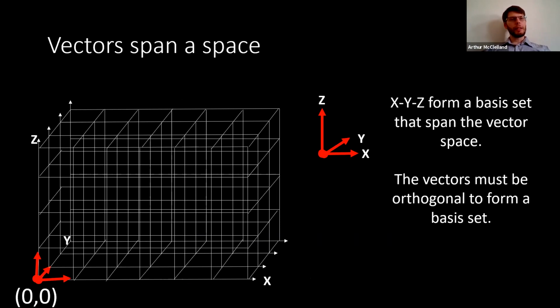So vectors can be said to span a space. If we just think of the XYZ unit vectors, they're the standard ones that we use to span 3-dimensional space. To span space, the vectors must be orthogonal. And once they're orthogonal, we say that forms a basis set for the space we're working in. So I had pictures of 2 dimensions, here's 3 dimensions. We can have higher dimensional spaces. It's just very hard to draw.